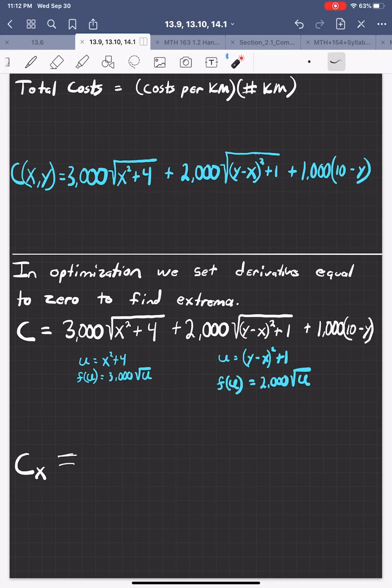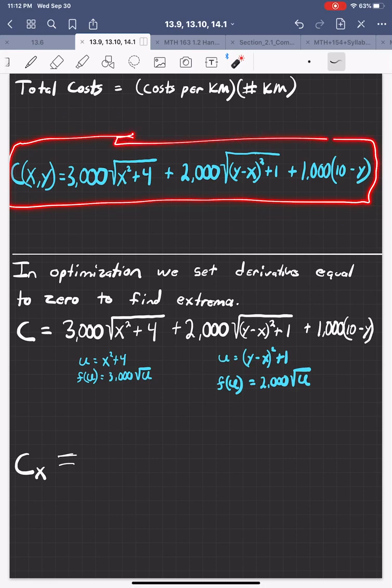All right, so we left off in part A of this section. We have found a cost function, and now it's our job to optimize the cost function, right? What is the minimum cost?